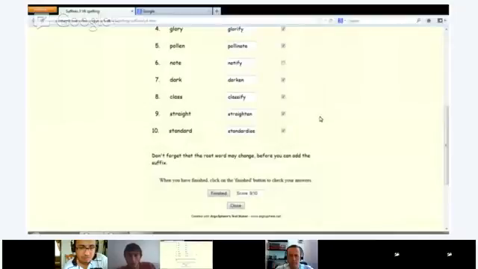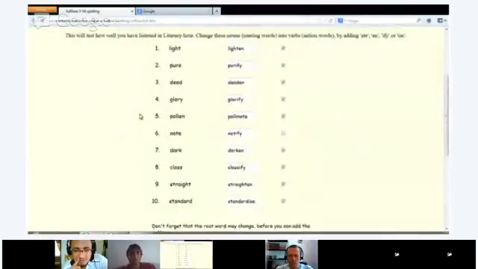So that's how we would change nouns into verbs by just adding an ending, adding the suffix there. All right. So let's check out our next little game. We may not have time to go through very much of it at all because it's more of a memory game.